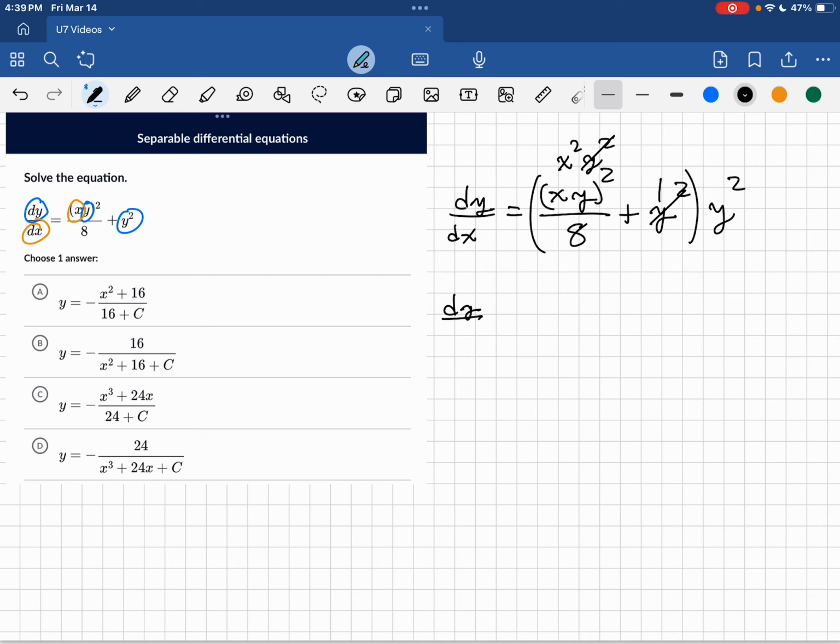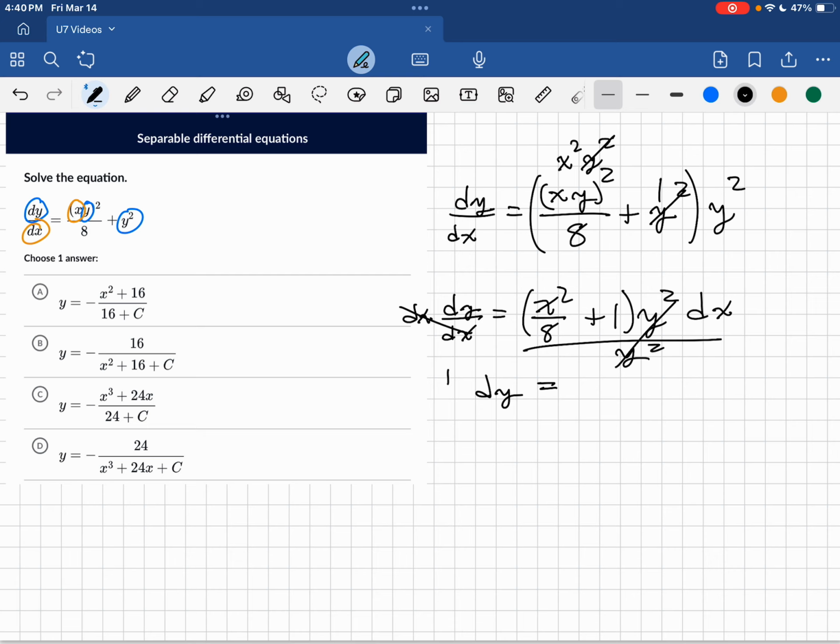You get dy dx on the left side, and on the right side we have x squared over 8 plus 1, and then your y squared. Now there's only one of them on the outside. To get the dx to the other side, we just multiply both sides by dx. Then you have your dy on the left side all alone, but not for long, because we're going to divide both sides by y squared, so that you have all your y's on the left side. On the right side, we have x squared divided by 8 plus 1 multiplied by dx.